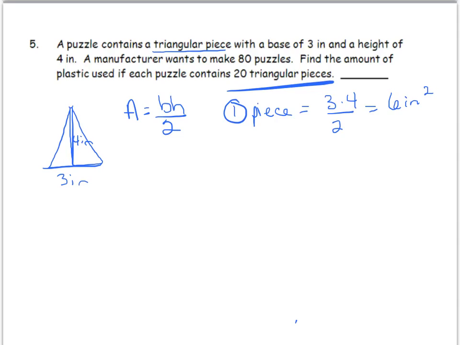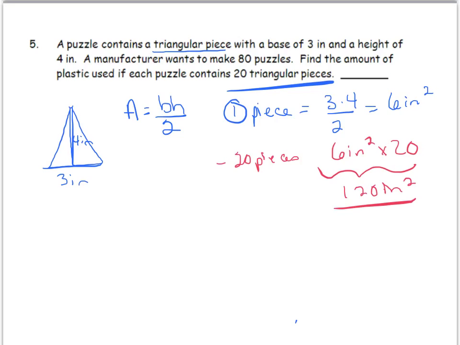But I don't want one piece. I want puzzles. In each puzzle, there are 20 pieces. So, if there are 20 pieces, let's take our 6 inches squared and multiply it by 20. Okay, that gives me a total of 120 inches squared. So this is for one puzzle.